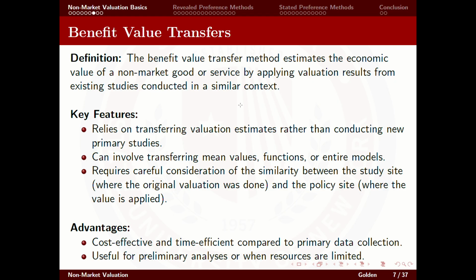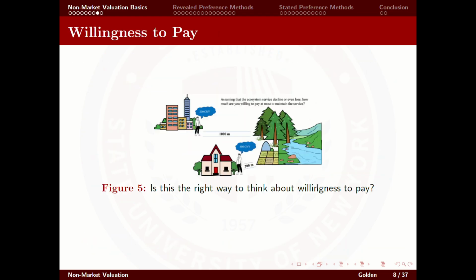So benefit value transfer is about the idea of we have a value estimate of how much people pay to give up another good, we're just going to transfer it over to this good. So it requires careful consideration of the similarity of the study site and the policy site. It's cost effective and time efficient. You can take a model you already have, and it's useful for preliminary analysis or when resources are limited.